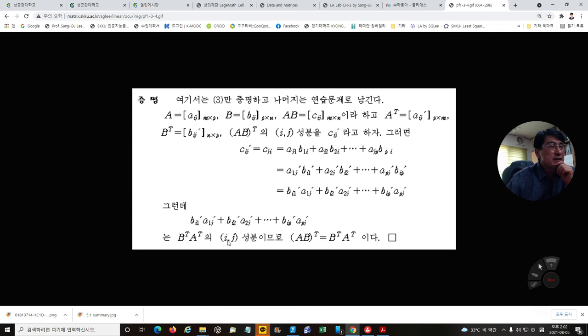We can think of the arbitrary entry of this matrix, the ij entry. We compare the ij entry of B transpose A transpose with the ij entry of AB transpose. As you see, Cij prime, which is Cji, can be written in this way, which means this is the ij entry of B transpose A transpose. The ij entry of AB transpose, which is Cij prime, is the same as the ij entry of B transpose times A transpose, as you see here. So this implies that AB transpose is the same as B transpose times A transpose.